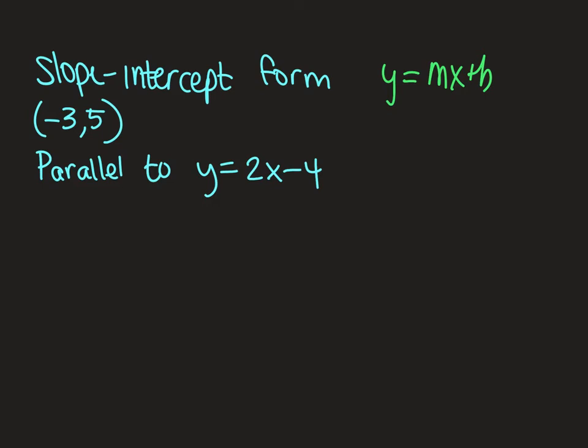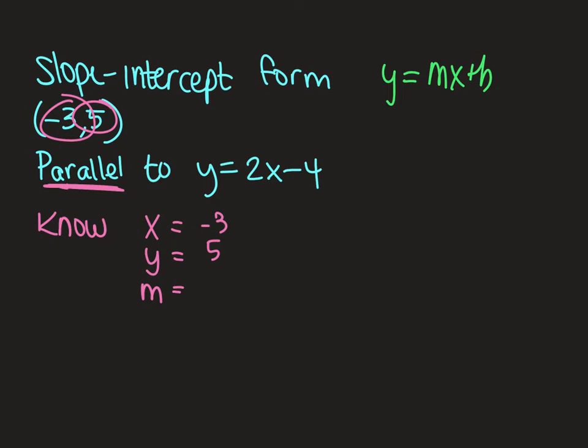What 3 things do you know? Well, you should know x. X is -3 because it came from the ordered pair. 5 also came from the ordered pair, and m is the slope. Well, if we want it to be parallel, that means it's going to match. So our slope is 2. I don't have to do any work to find it. I just have to know parallel means matching. Now I can find b.